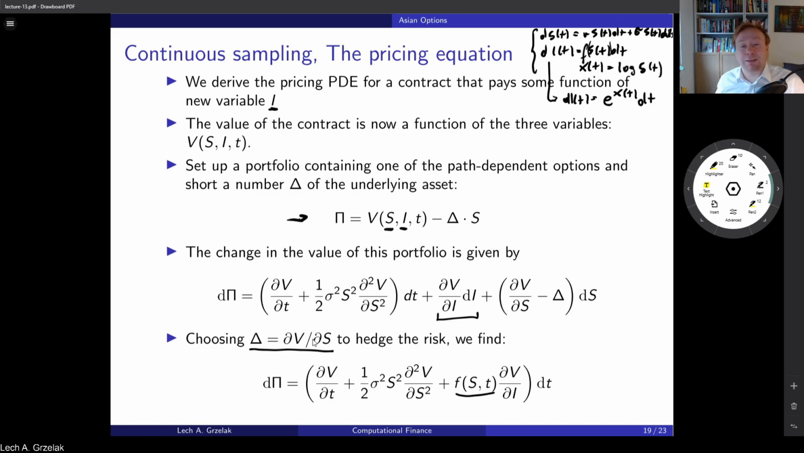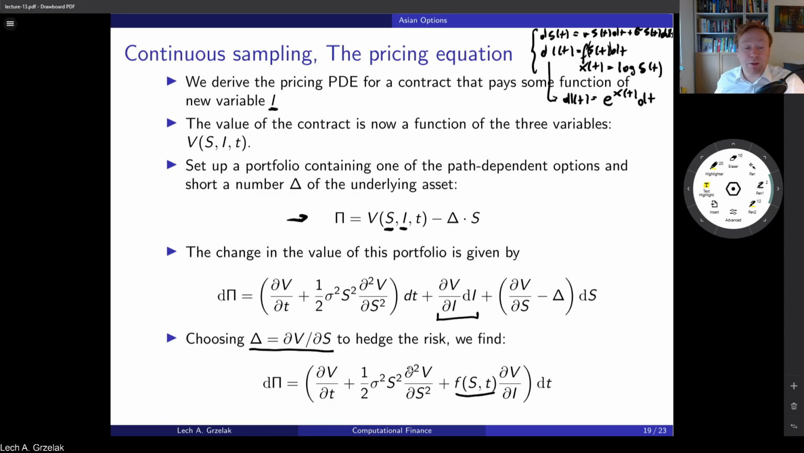Keep in mind that this delta is not the same delta as we had for pricing of European options. This V here is the value of this derivative, this Asian option derivative. It's not a European call or put option, right? So keep in mind, this delta corresponds to this derivative. Depending on the contract you have, delta, of course, will change. If you have an Asian option, then you have an Asian option delta, and so on. So this is the hedging for Asian. So V is the Asian price.